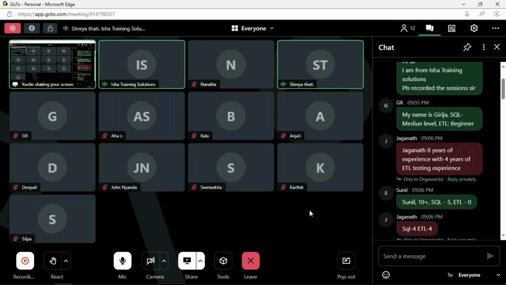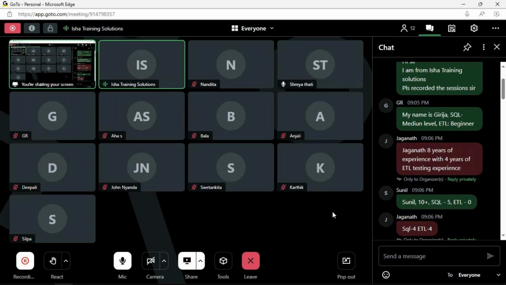And how much do you charge for this? I did not get any info on this. Yes, it is mentioned on our course website, the fees. I'll post that website link on the WhatsApp group and here in the chat also.